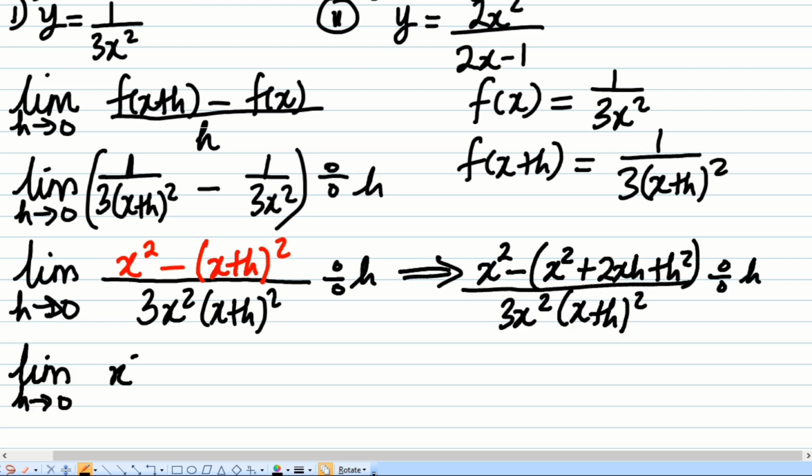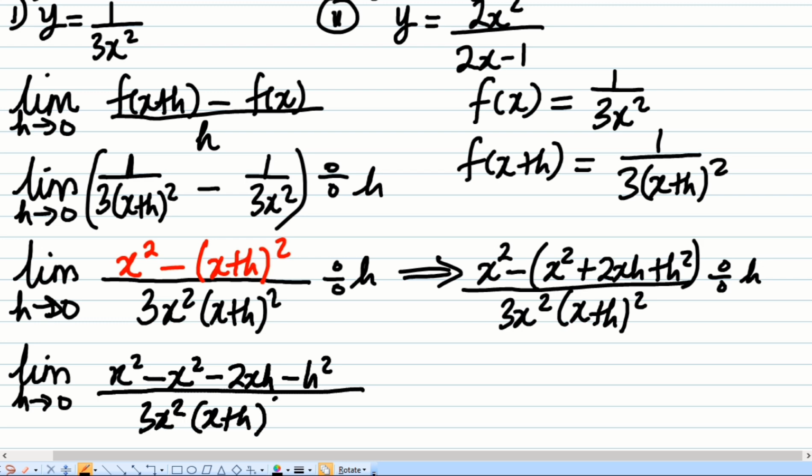Now we're going to use this negative sign and multiply everything in that bracket. So that's a very important step. It will be minus x squared. The negative will change the plus 2xh to be minus 2xh, and then also minus h squared, and divided by 3x squared into x plus h all squared divided by h. Now let me just continue on this line.